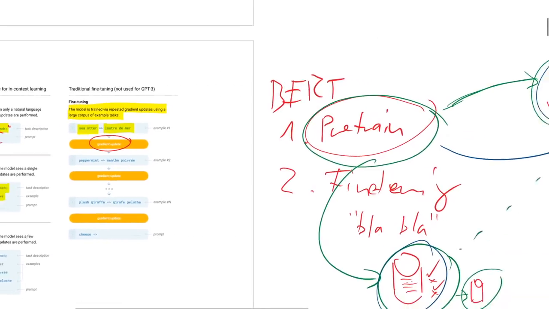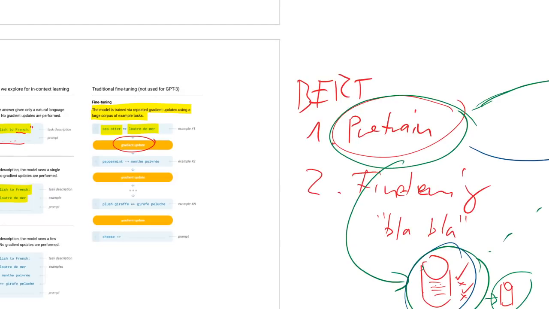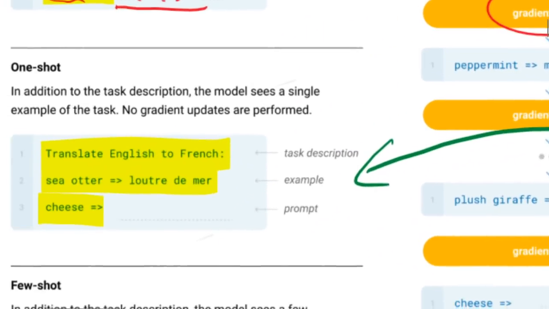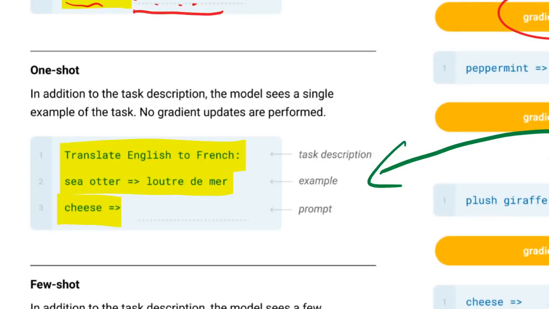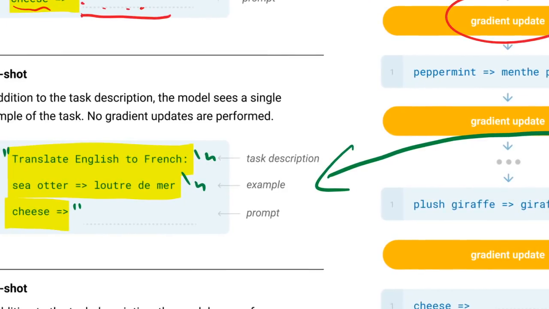So the example is going to come from the training data set of the task that you're interested in. But the important part is you never train on it. You never explicitly train on that example. You simply put it in the context. So you simply put this string, translate English to French, new line, sea otter is l'outre de mer, new line, cheese is what? You simply input that string into the model as a language model, and you ask it, what's the next word right here?